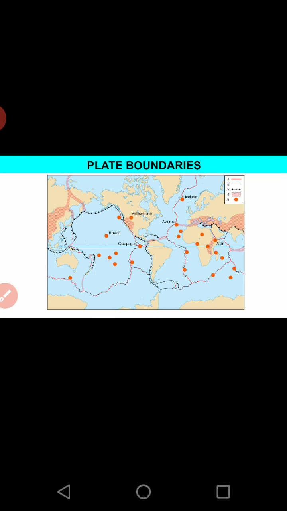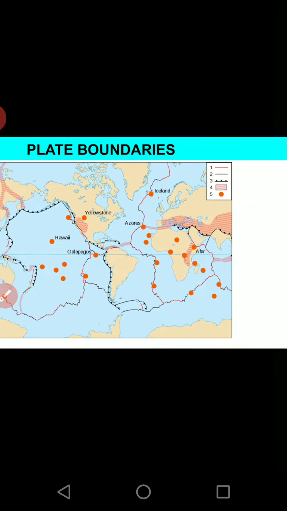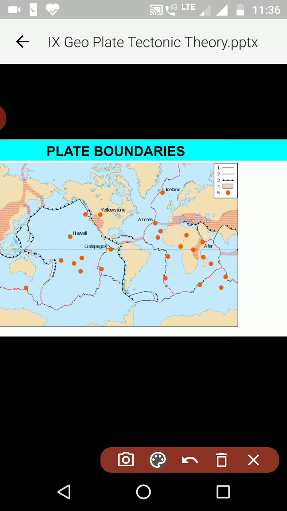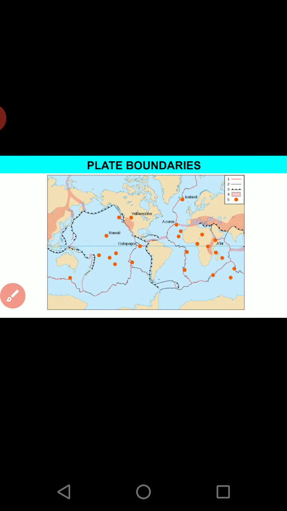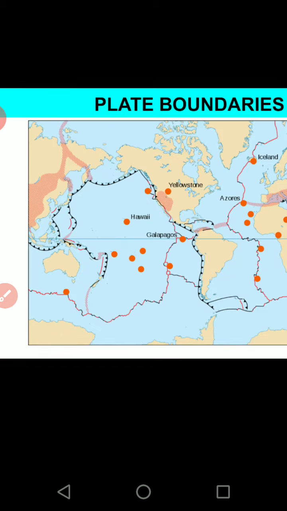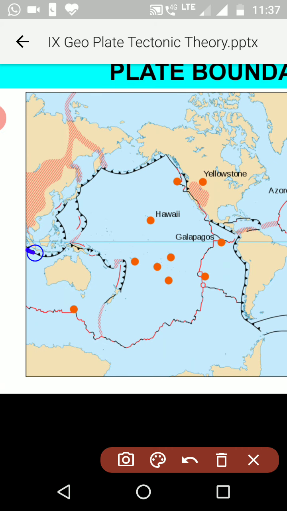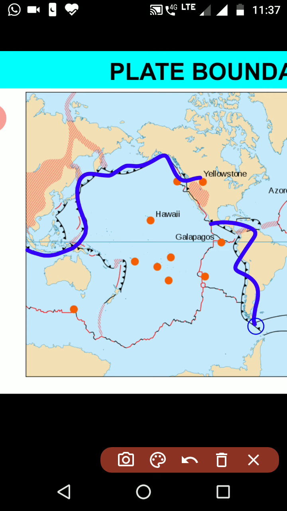Now plate boundaries, here in short, to give you an idea. India is here. We have the location of India here, and above that we have the Eurasian plate, and this is the Indo-Australian plate. Now these two plates were moving. Wherever these types of lines are given, that means a destructive plate boundary. It means if the earth or the plate moves here, it causes destruction.